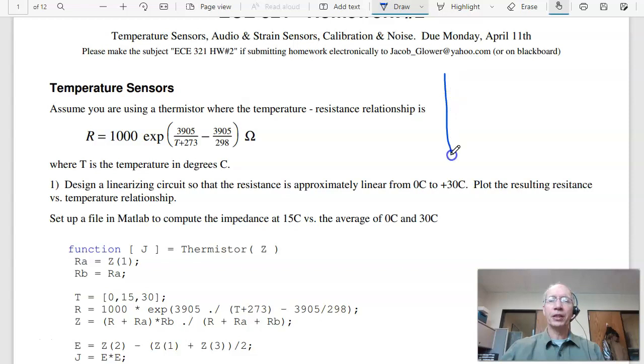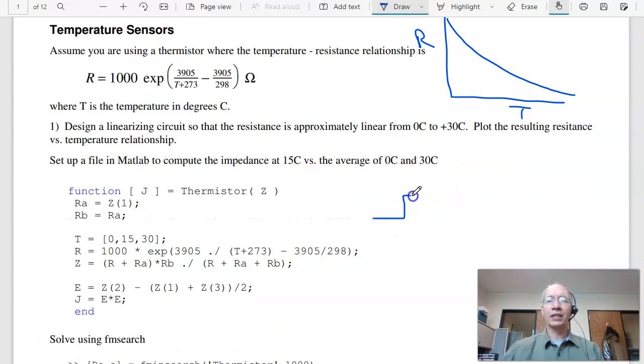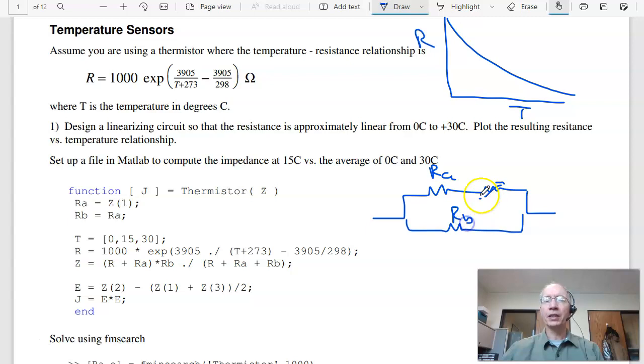Now a thermistor is a resistor whose resistance varies with temperature. So as temperature goes up, the resistance goes down. One problem with thermistors is they're nonlinear. To fix that, I can add a linearizing circuit. What that is, I take my thermistor, add two resistors to it, one in series, one in parallel. So this is your RA, RB. If you do it right, this will be roughly linear over a small range.